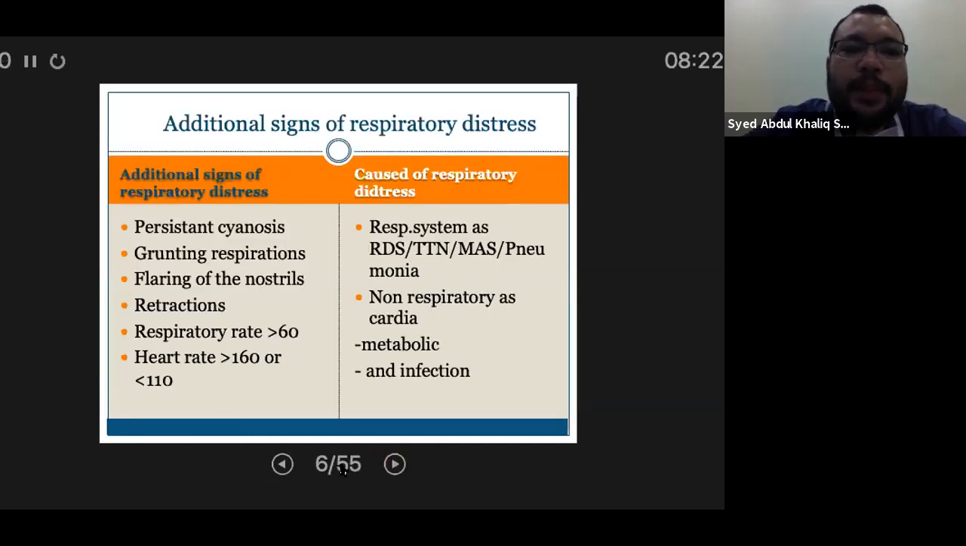Okay. Fine. Okay. So you look for signs of respiratory distress. So what are the signs of respiratory distress? The child may have persistent cyanosis, and you look for grunting. What is grunting?